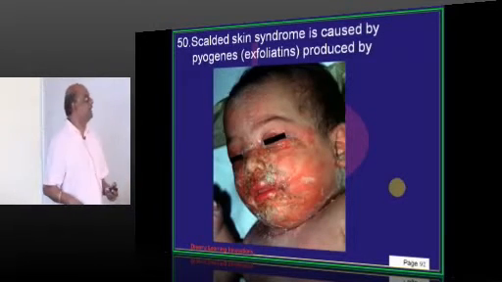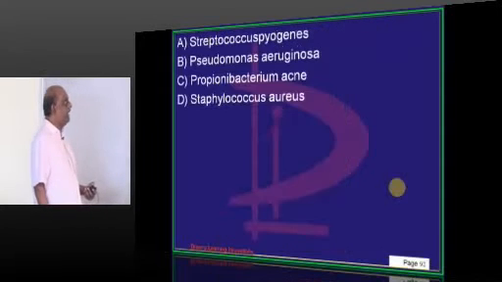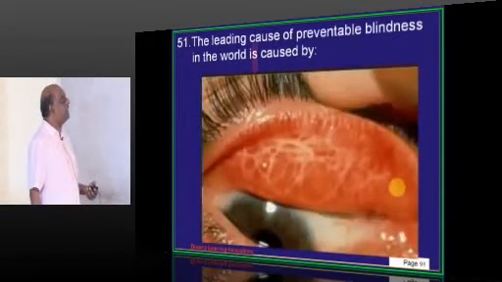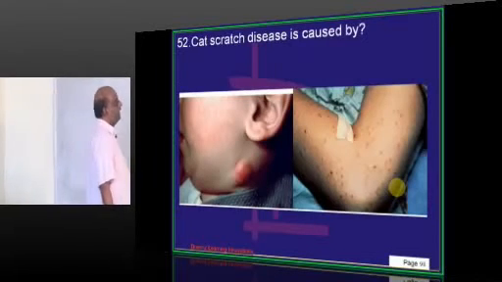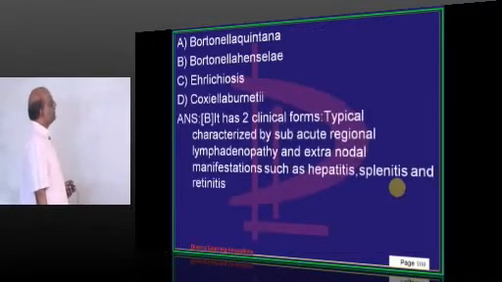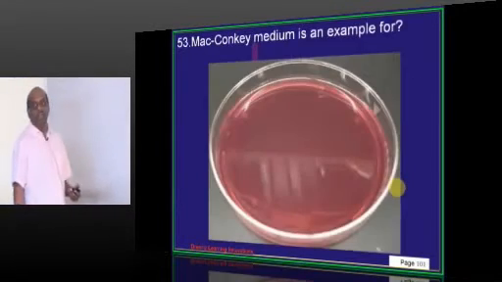Then scalded skin syndrome is caused by which one? Staphylococcus aureus. Preventable blindness is due to trachoma. Then cat scratch disease is caused by Bartonella henselae.